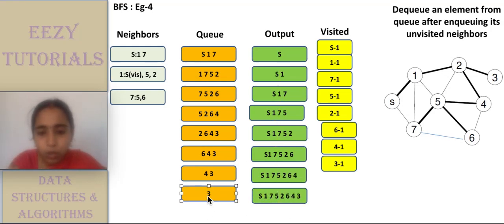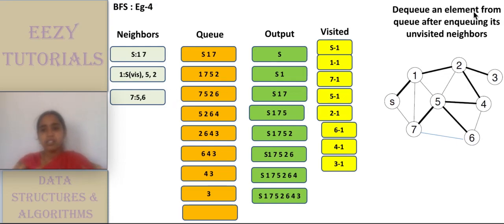So now my queue is empty. I have dequeued all the elements in the queue. So I need not continue the program. My process is over and my final output is S, 1, 7, 5, 2, 6 and 3. This is how I will be performing breadth first search. So simple process: dequeue an element from the queue only after enqueuing all its unvisited neighbors. If it is visited, you can stop the process.